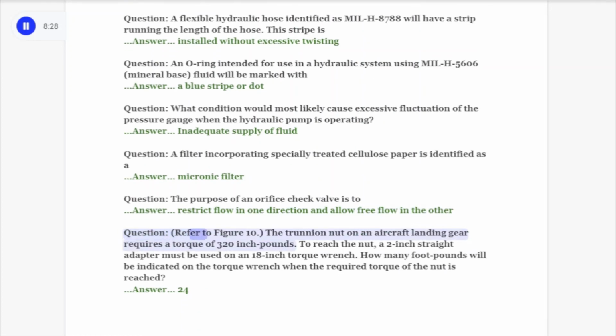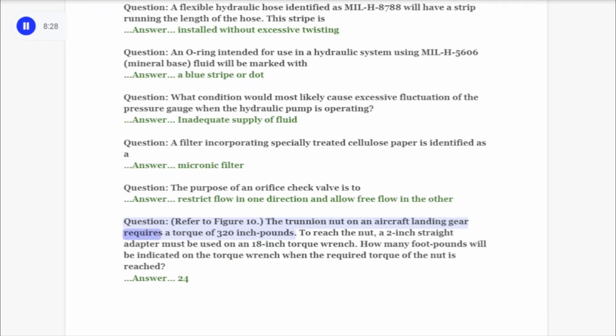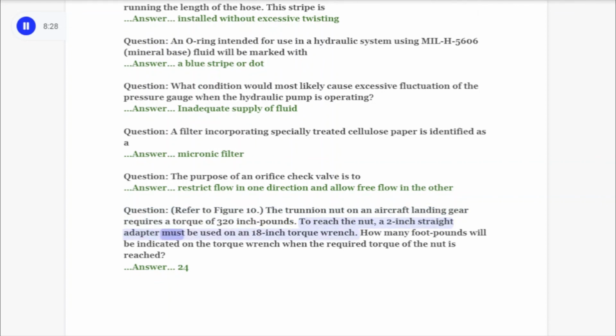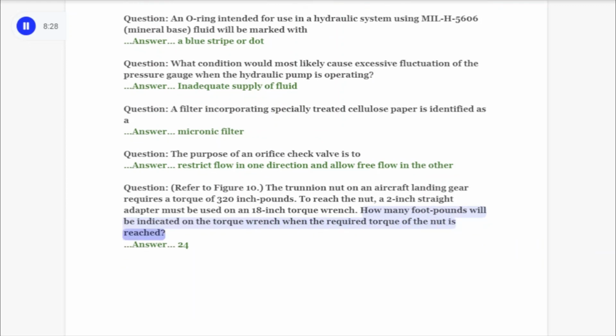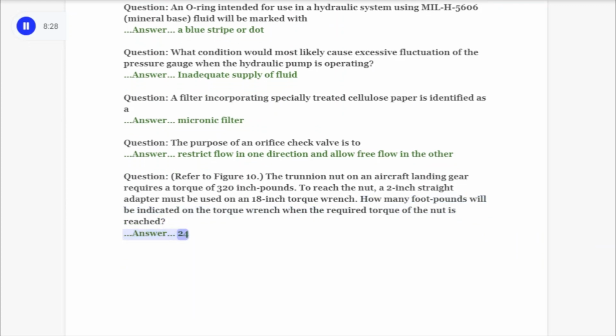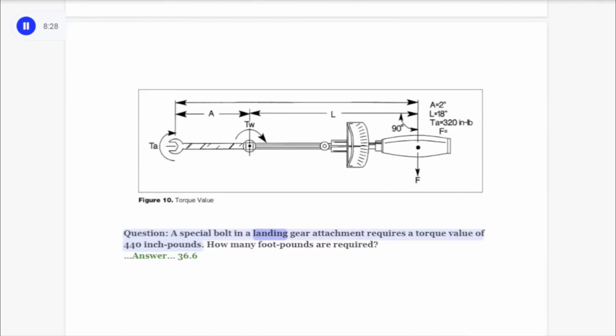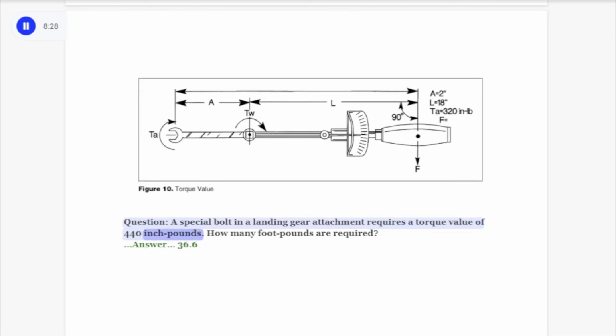Question: refer to Figure 10. The trunnion nut on an aircraft landing gear requires a torque of 320 inch-pounds. To reach the nut, a 2-inch straight adapter must be used on an 18-inch torque wrench. How many foot-pounds will be indicated on the torque wrench when the required torque of the nut is reached? Answer: 24.